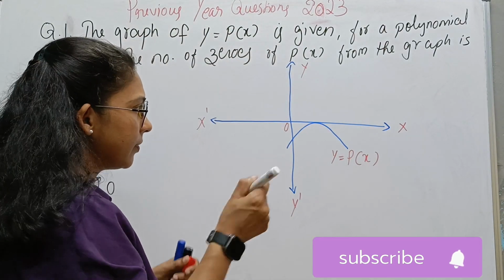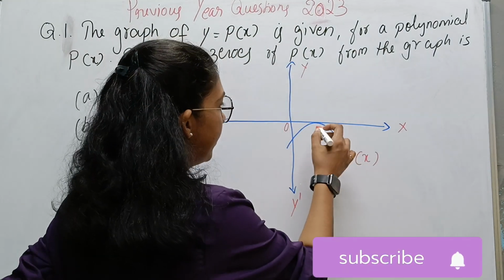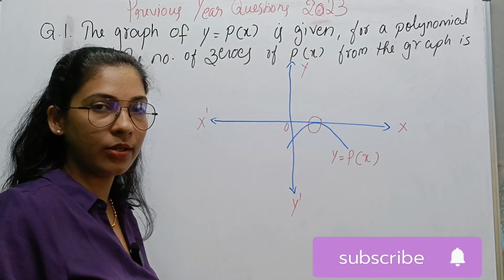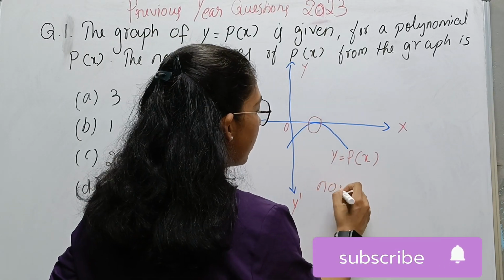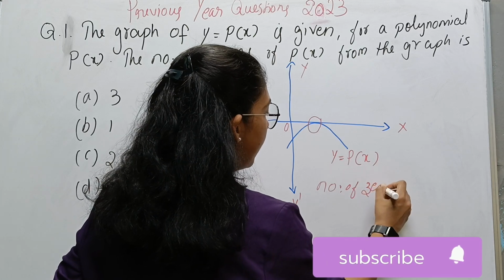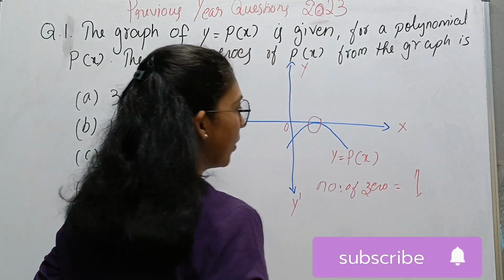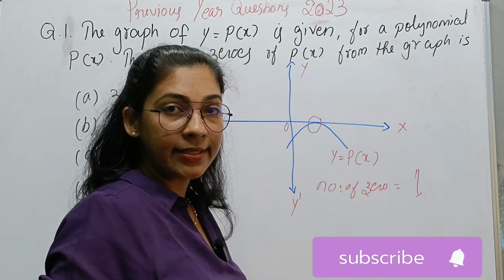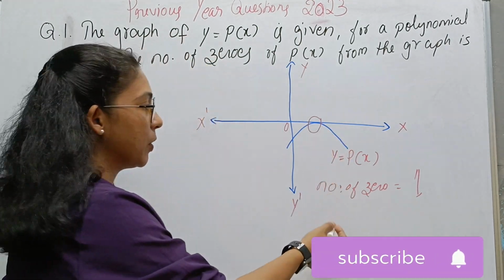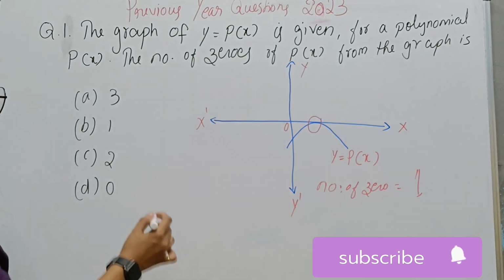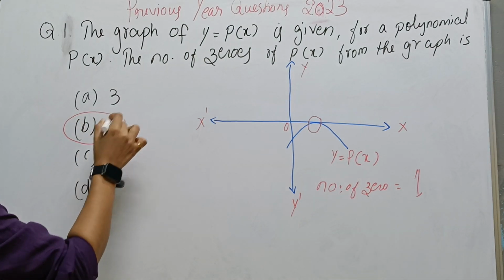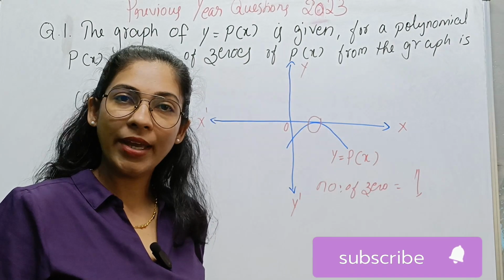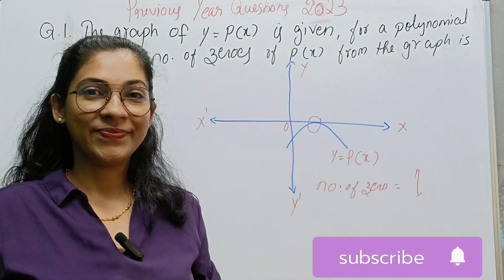So dear children, in this inverted parabola, it touches only a single point, which means the number of zeros of this polynomial is 1. There are no other points which it touches on the x-axis. So it's clear that the number of zeros of the polynomial is 1. That is option B, so option B is the right answer. Let's move on to the next question.